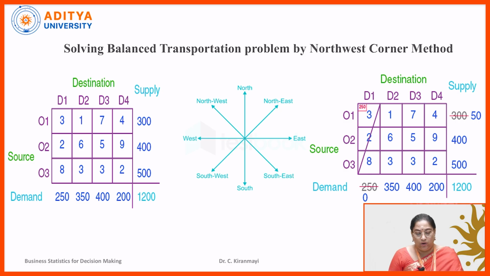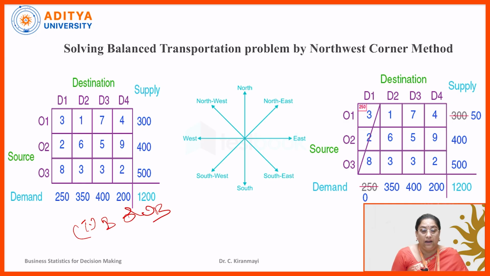Let us move on to the first method, that is the northwest corner method. This is the problem we are given. What is the first step? Check whether it is balanced or unbalanced. Here total demand is equal to total supply. Therefore, the problem is a balanced problem. That is the first step we have to observe. Now we understood this problem is balanced. Using the northwest corner rule, how do we find the initial basic feasible solution?